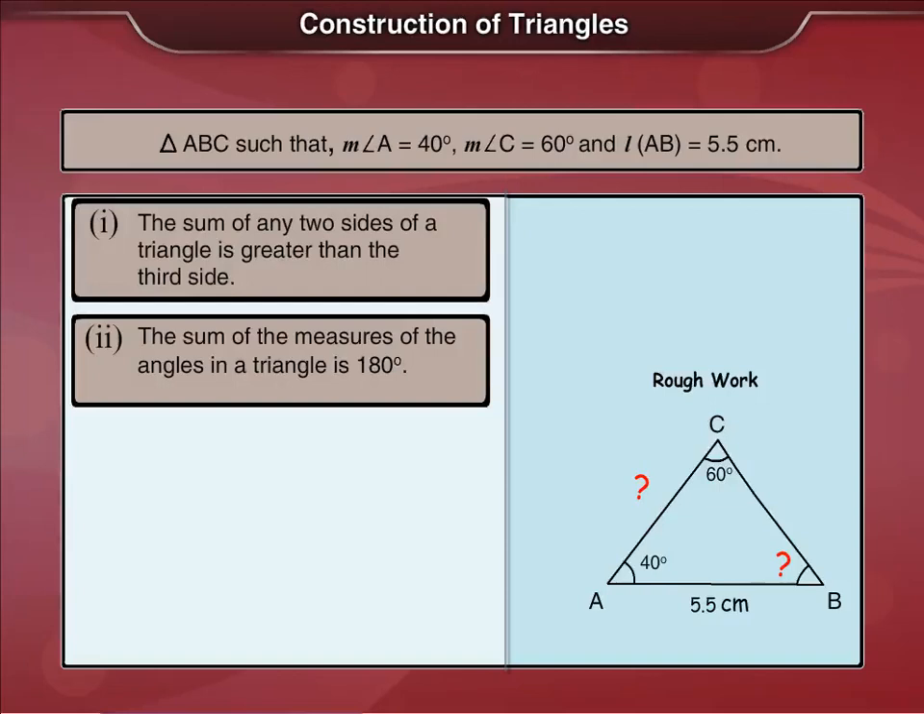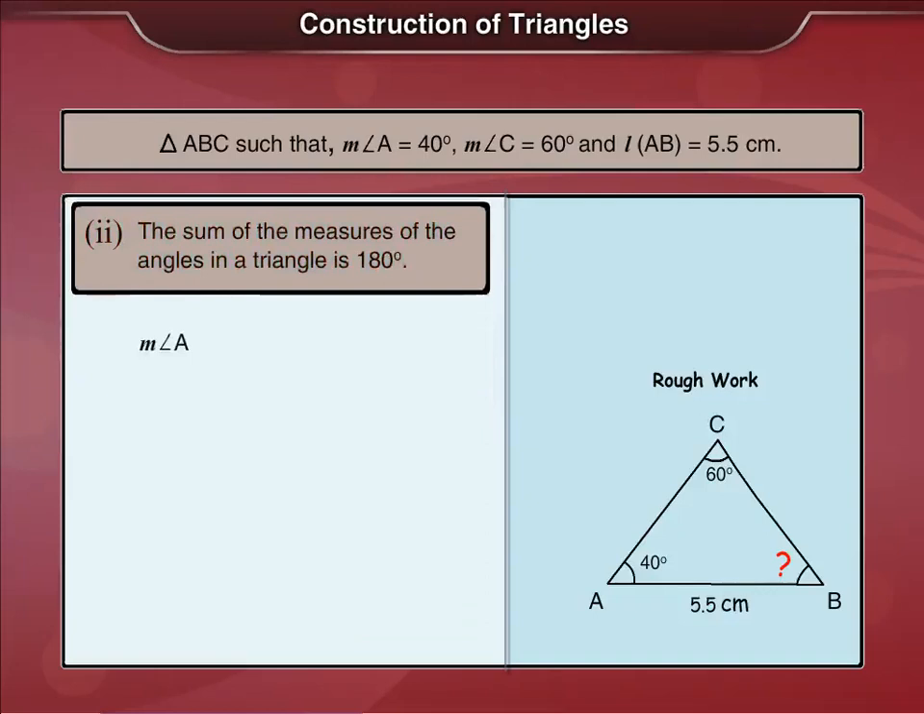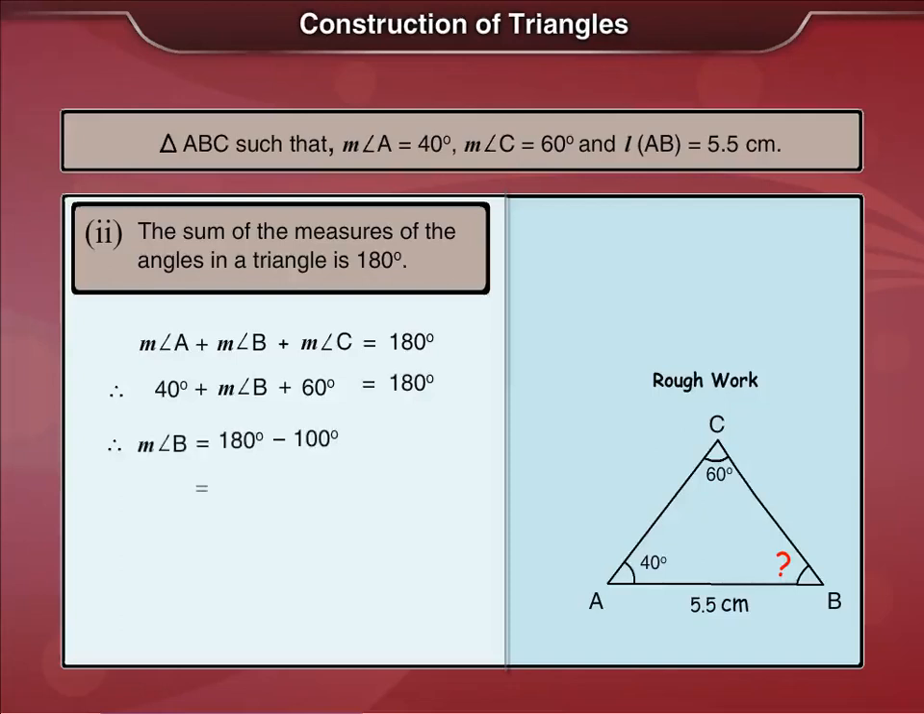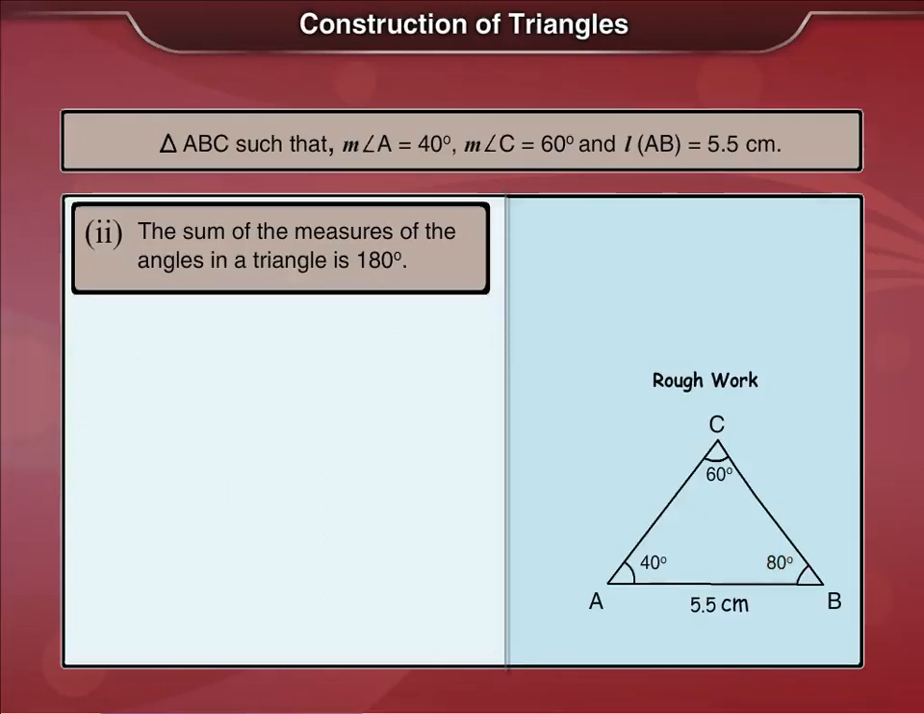Now, let's construct a right-angled triangle when the hypotenuse and one side are given. Draw a right-angled triangle LMN such that angle LMN measures 90 degrees. The length of the hypotenuse, side NL, is 7 centimeters. And the length of side MN is 5.5 centimeters. Draw a rough diagram of the triangle to be constructed.